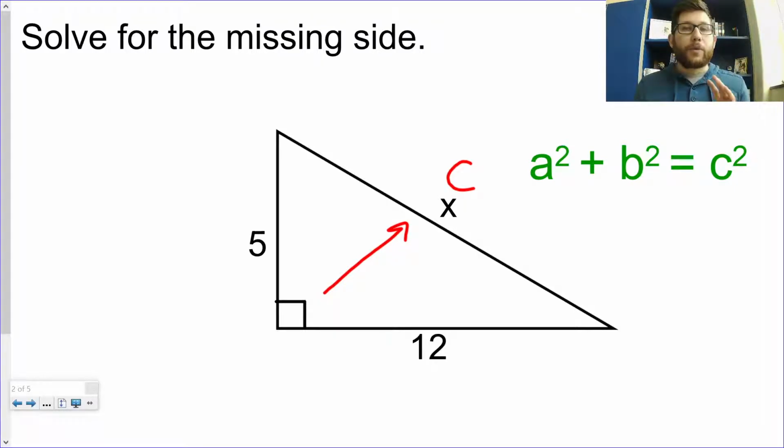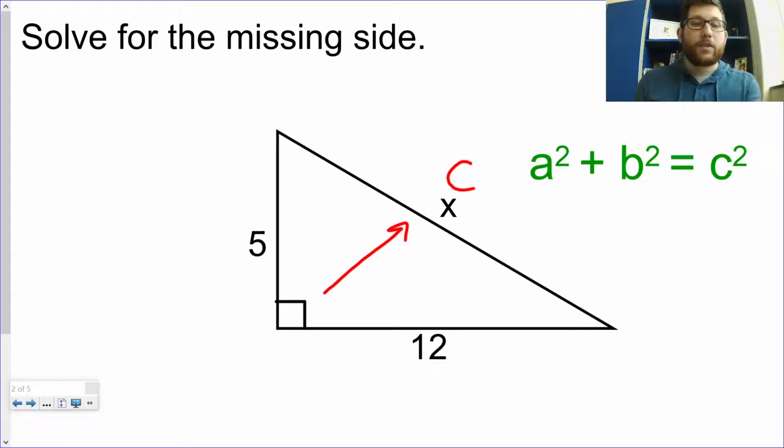Some people make mistakes because they think it's got to be the slanty side, or it's always got to be the one in the top right. No, it's always the one opposite the 90. Sometimes it is the slanty one, sometimes it is the one in the top right, but sometimes it's not. The only way you know for sure you've got the hypotenuse, which goes in the c squared, is that it's opposite the 90 degrees.